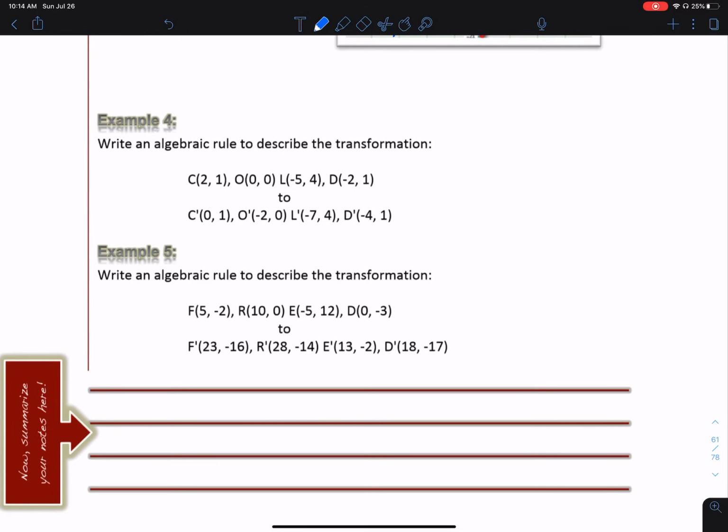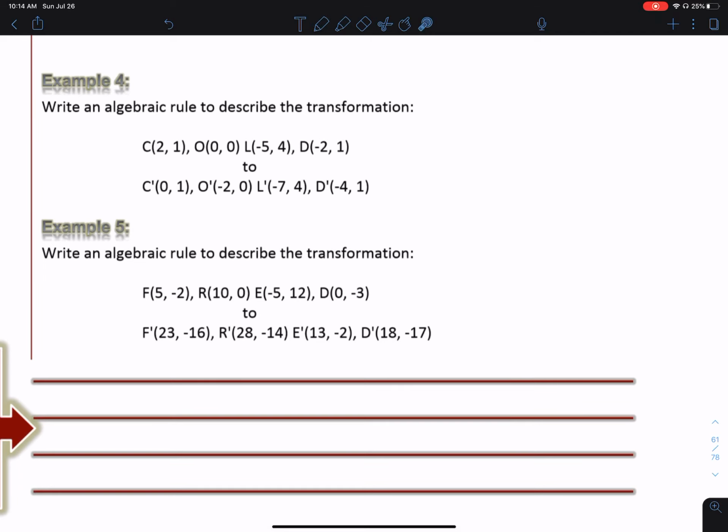Write an algebraic rule to describe the transformation. Now when this is written in ordered pair form, just pick one of these points. Let's say that we choose this one here from C to C prime. How do we go from 2 to 0? Well, if we start at 2 and end up at 0, we had to subtract 2. How do you go from 1 to 1? Well, it doesn't change at all. So we're subtracting 2 from the x's and y stays the same.